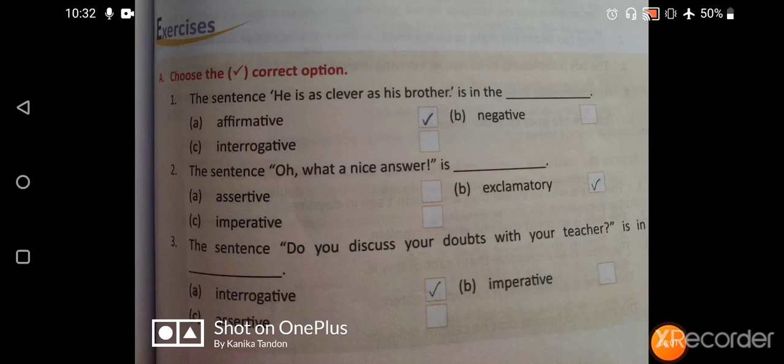Okay, exercise number 1 is choose the correct option. The sentence "He is as clever as his brother" is in its affirmative form. The sentence "Oh, what a nice answer" is exclamatory, and the sentence "Do you discuss your doubts with your teacher?" is interrogative. Why? Because there is a question mark, there is an exclamatory mark, and then there is a full stop. So this is affirmative only, and since there is no negative word or any opposite word used, negative will not be the answer. Let us come on to the next exercise.